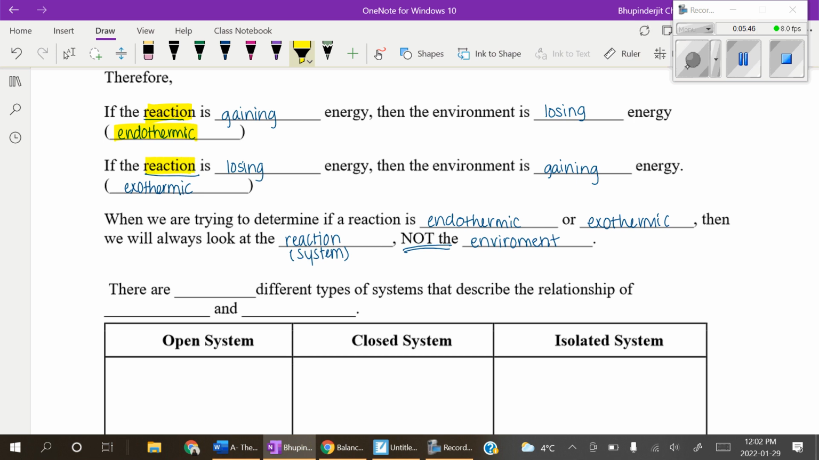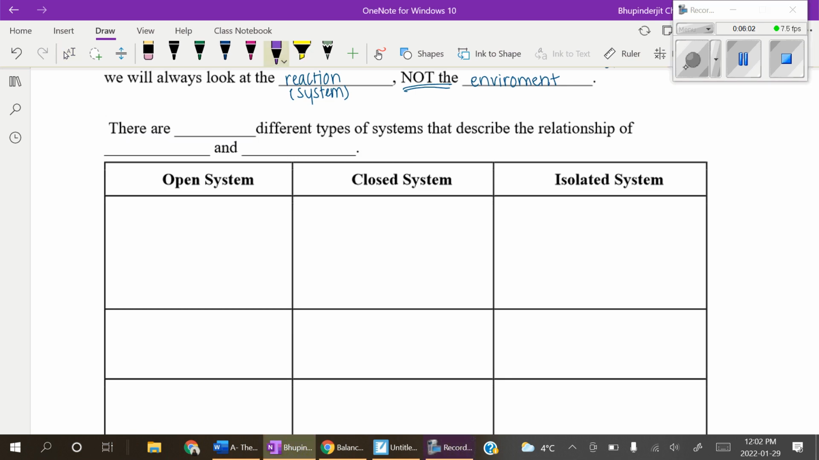If the reaction is losing energy, then it is exothermic. I think I messed that up. Reaction is gaining, it is endo. If reaction is losing, then it is exo. So it's very important that we're talking about it from the correct perspective. Okay, so now there are three different types of systems.